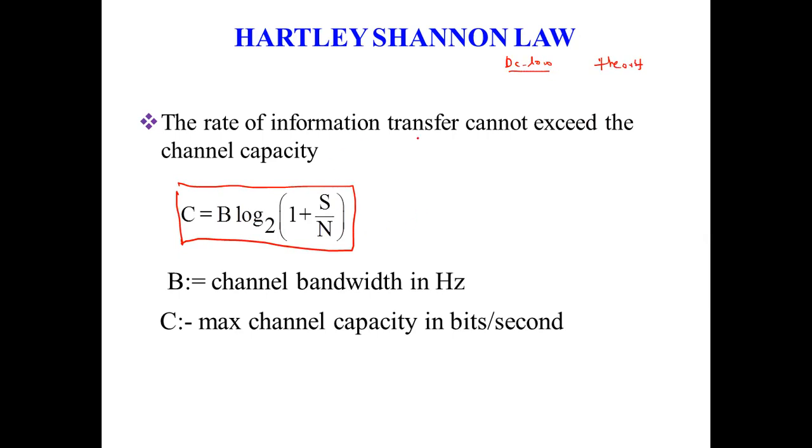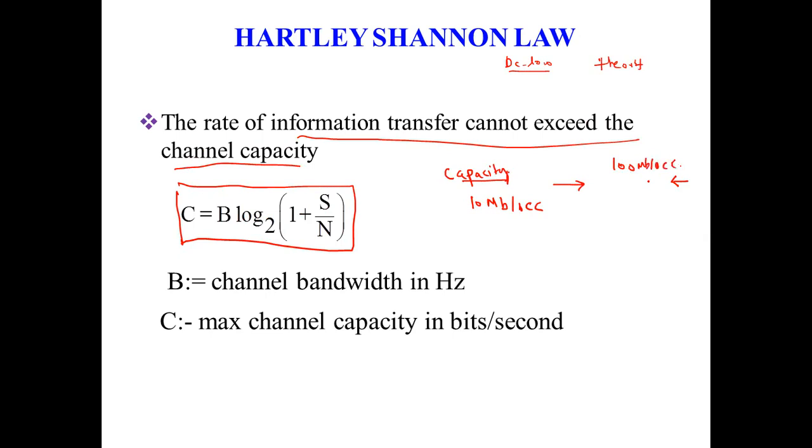So the rate of information transfer cannot exceed the channel capacity. So you have some capacity. If you have a channel capacity of 10 megabits per second, you cannot transfer at a faster rate. You cannot transfer at 100 megabits per second. Why will it not transfer? Because it is not in that bandwidth zone only.